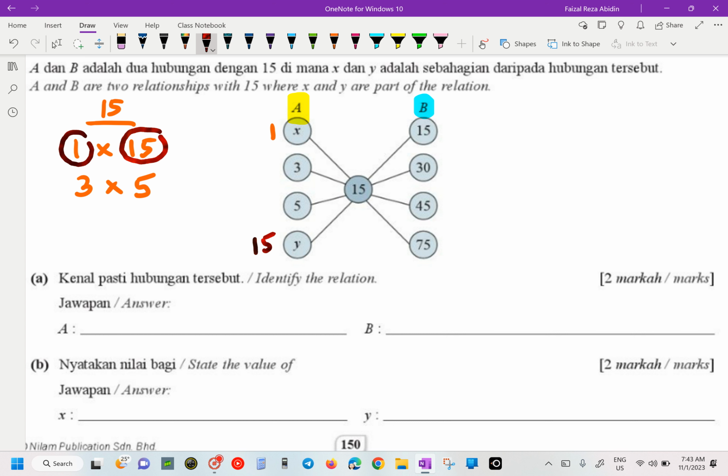Just now, we know that A here, the relation here is going to be the factor of 15. How about B? Multiple of 15. That's what you are going to put at our answer here. First one, A. Why is that? Our factor of 15. What is B? Multiple of 15. X just now is 1. Y is 15. Can girls?